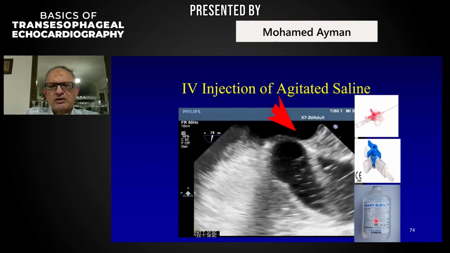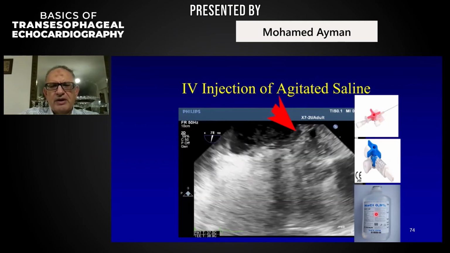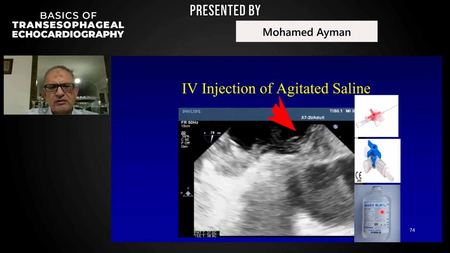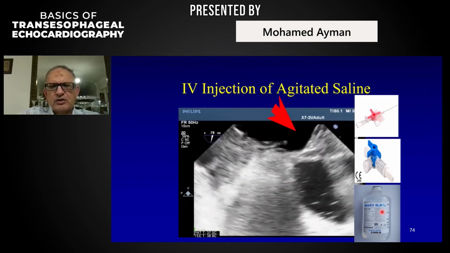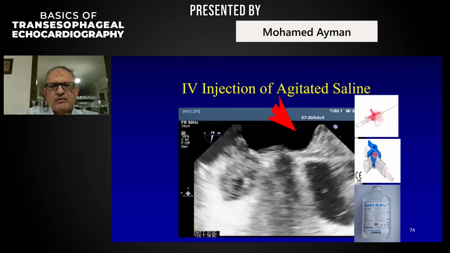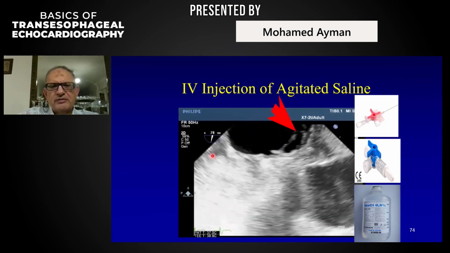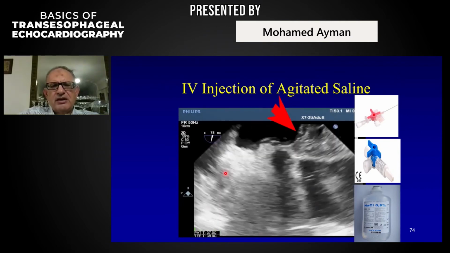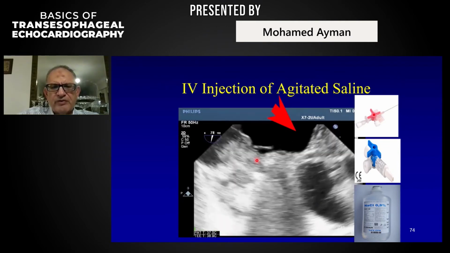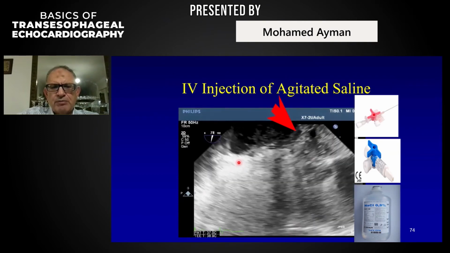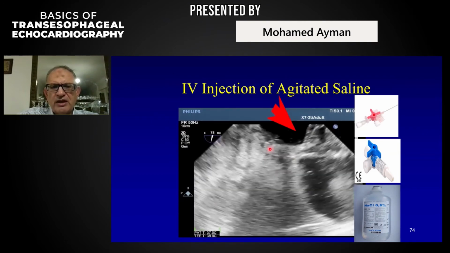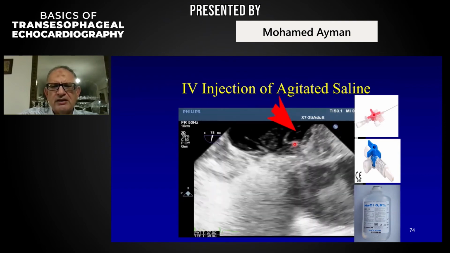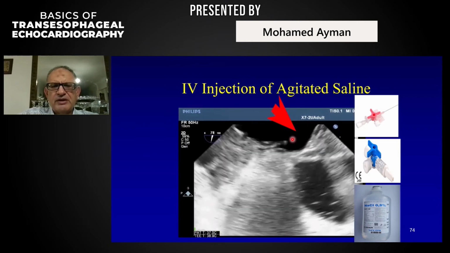We fix the cannula to a three-way, bring two syringes, and use agitated saline, passing the saline between the two syringes very fast and vigorously through this three-way, and then quickly inject. The contrast fills the right atrium, as you can see here, and you are going to see puffs of this contrast passing through the PFO into the left atrium. So this is a positive agitated saline test for patent foramen ovale.